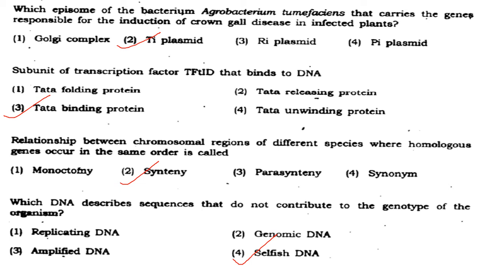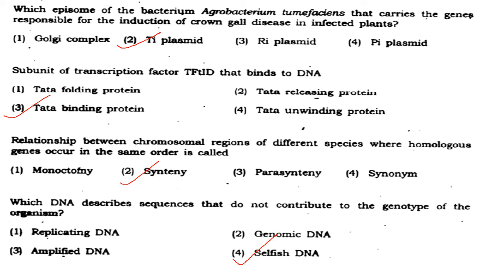Next one. Relationship between chromosomal regions of different species where homologous genes occur in the same order is called option 1, monoctomy, 2, synteny, 3, parasynteny, and 4, synonym. Answer is option 2, synteny.